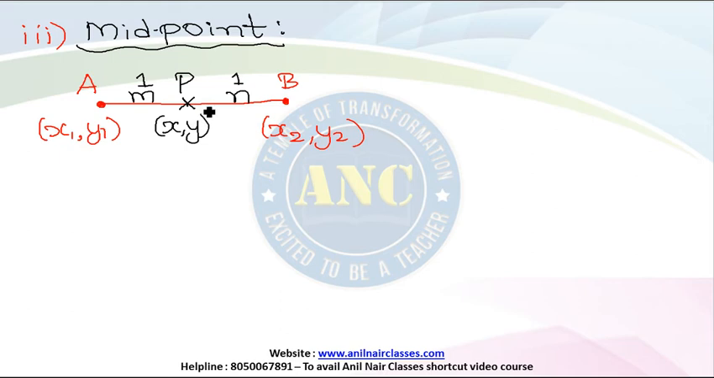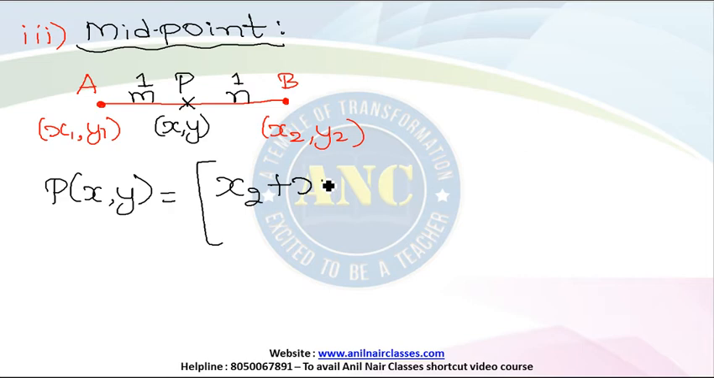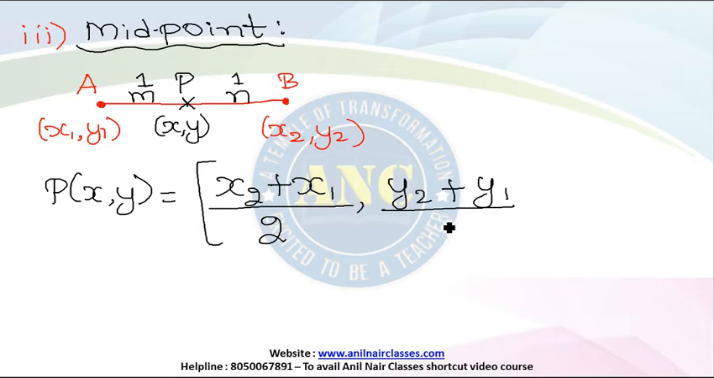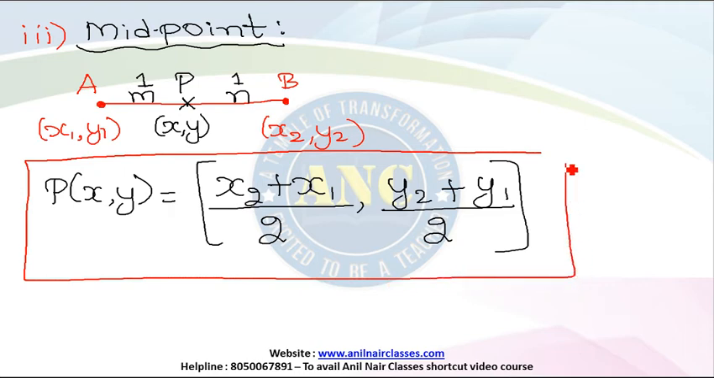Now, midpoint formula means it should be in the middle. If it is in the middle, it is definitely internal division formula. Internal division formula means that point x comma y is given by m x2 plus n x1. M is 1, n is also 1. That means m x2 is 1 into x2, so it is x2 plus n x1, 1 into x1, it is x1, divided by m plus n. M plus n is 1 plus 1, which is 2. M y2, 1 into y2, n y1, 1 into y1, divided by m plus n, 1 plus 1 is 2. So the midpoint formula is given by the notation x1 plus x2 divided by 2, comma y1 plus y2 divided by 2.